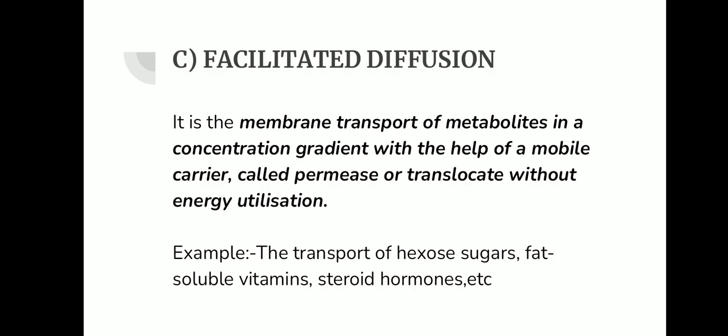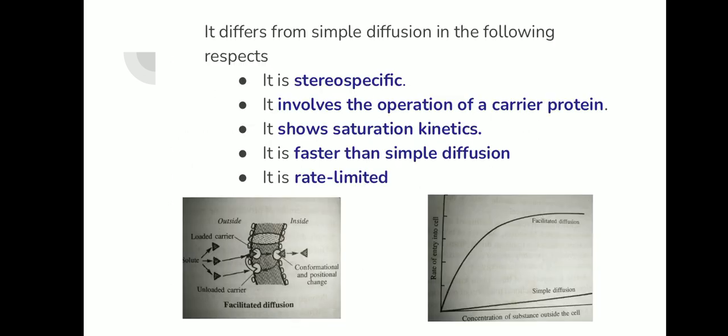The third one is facilitated diffusion. It is the membrane transport of metabolites in a concentration gradient with the help of a mobile carrier called permease or translocase, without energy utilization. The transport of sugars, fats, soluble vitamins, and steroid hormones are examples. The differentiation between simple diffusion and facilitated diffusion is that it is stereospecific. It involves the operation of carrier protein, shows saturation kinetics, is faster than simple diffusion, and is rate limited.